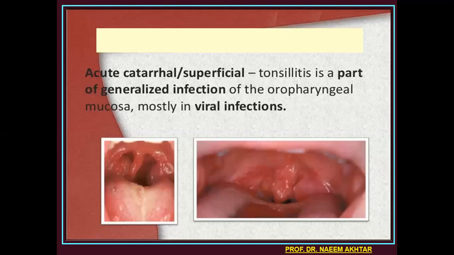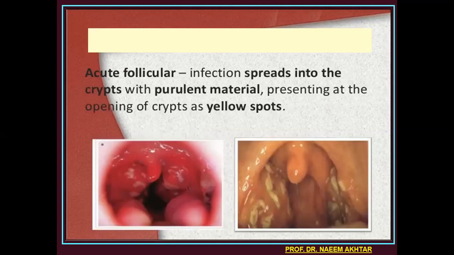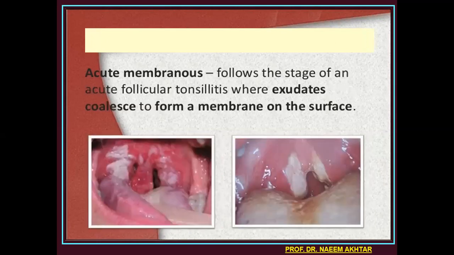This is the figure showing you the acute catarrhal or superficial tonsillitis. In this figure, you can see the acute parenchymatous type, in which the whole tonsil is uniformly congested and enlarged. This is the case of acute follicular tonsillitis, and this is acute membranous tonsillitis. Here you can see the exudates coalesce to form a membrane on the surface of the palatine tonsils.